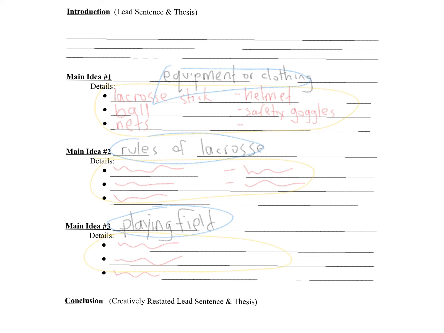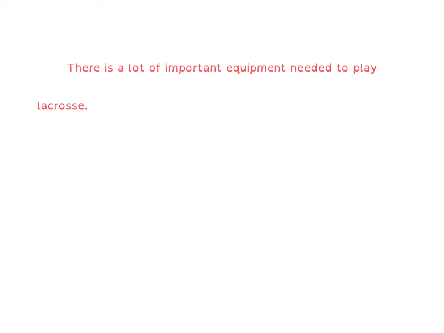So my main idea is equipment or clothing. So the first sentence could look like this. There is a lot of important equipment needed to play lacrosse. You'll notice that my first sentence includes the main idea, which was equipment. Then the next few sentences would be my details, and that's what this would look like.